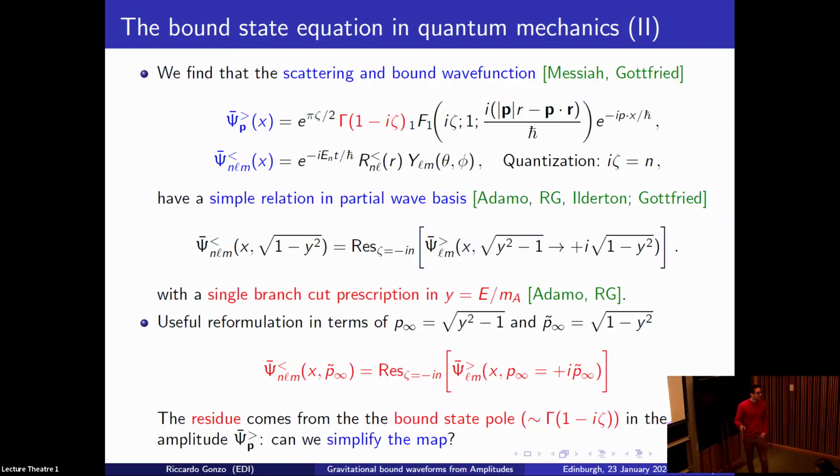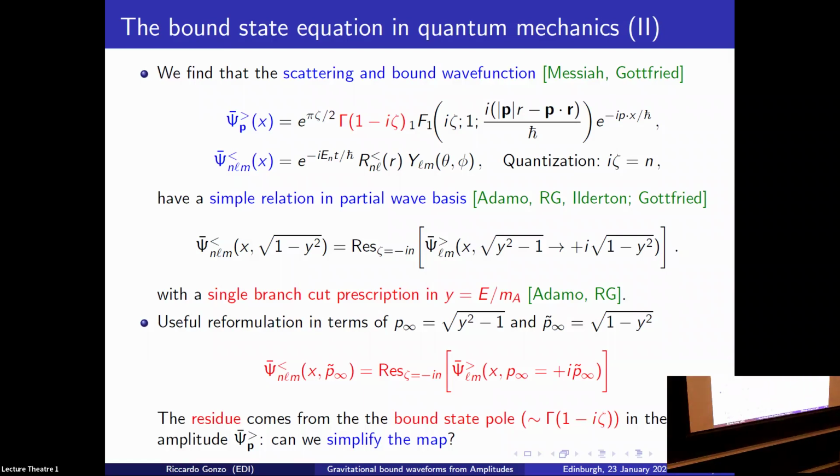So you have to take the residue over that gamma function to make a connection between the scattering solution in the partial wave basis and the bound one. Essentially, the residue comes from the bound state poles. But you see there is a direct relation between the two. So there is some hope that we can do some boundary to bound in general. But this is just a simple example. So we'll now go deeper.